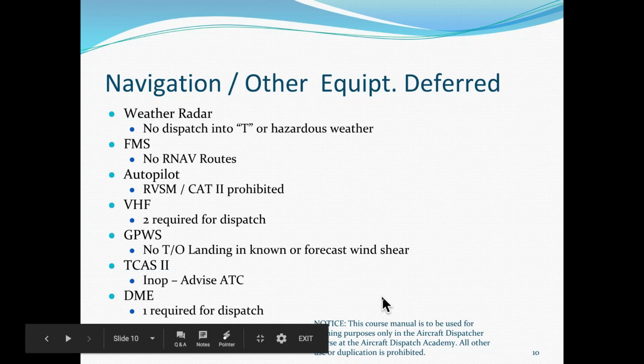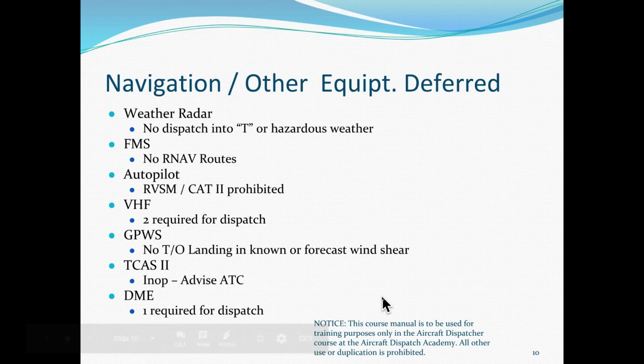But anyways, so those are some of the common MELs and some of the things that we need to do or take into consideration when we're planning those flights. Those are pretty much the main ones. Everything else that we see as dispatchers typically isn't going to be something that we really have to plan with, right? It's just going to be more for information.